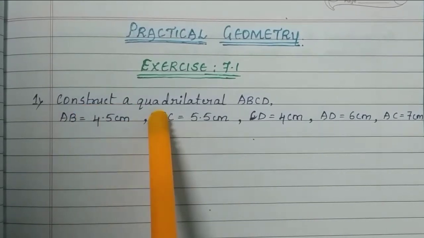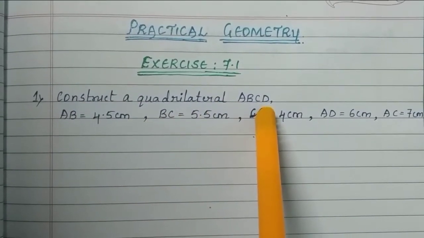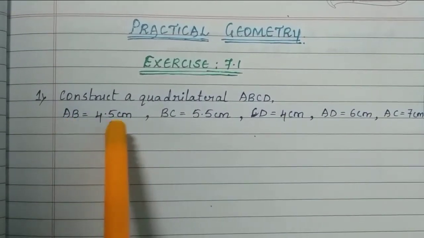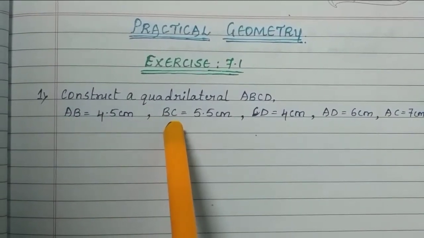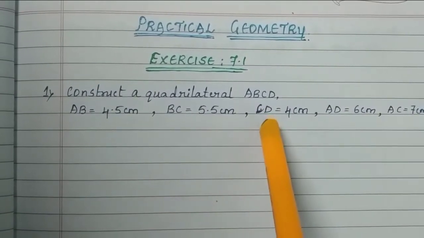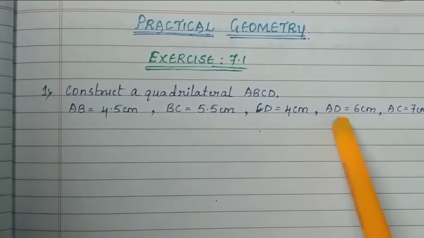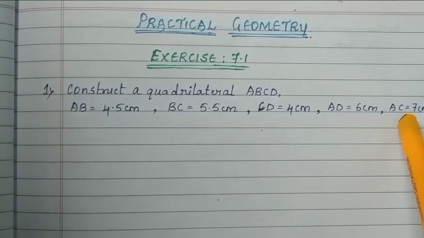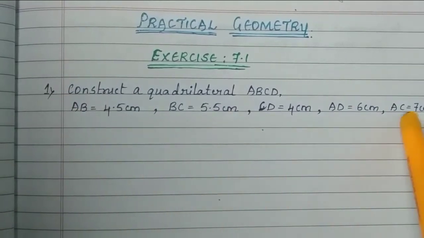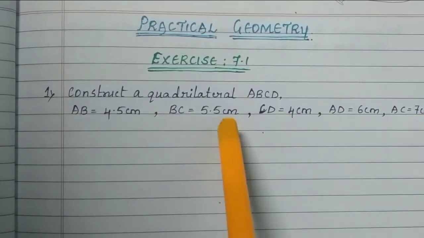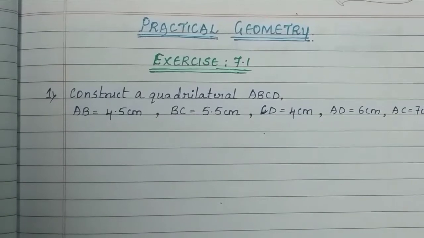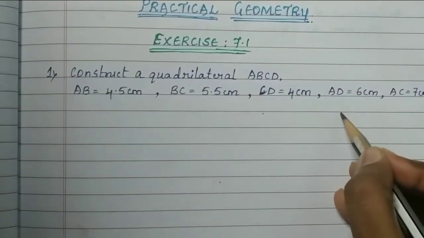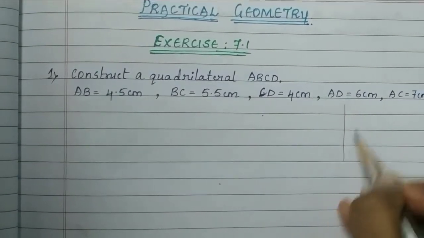Construct a quadrilateral ABCD where they have given AB is 4.5 centimeter, BC is 5.5 centimeter, CD is 4 centimeter, AD is equal to 6 centimeter and AC is equal to 7 centimeter. So we need to draw a rough diagram to understand how to construct this quadrilateral. So let us first draw the rough diagram related to this. So here you can see I am going to draw just a rough diagram.